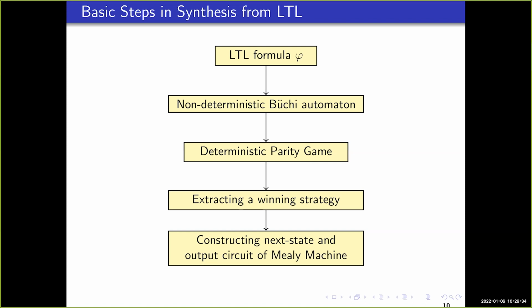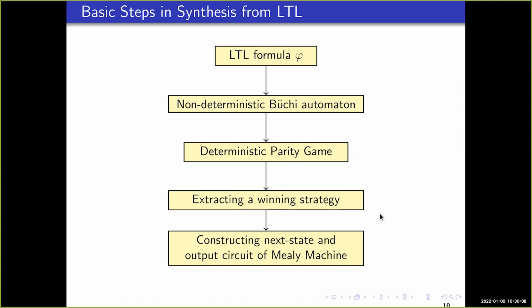And if it is not possible for the system to win this game, it means the formula was unrealizable. The environment can always force the system to break the specification. And if it is possible for the system to win this game, then there is something called a winning strategy. There might be multiple ways of winning this game. There could be multiple winning strategies, but what we will do is extract at least one winning strategy.